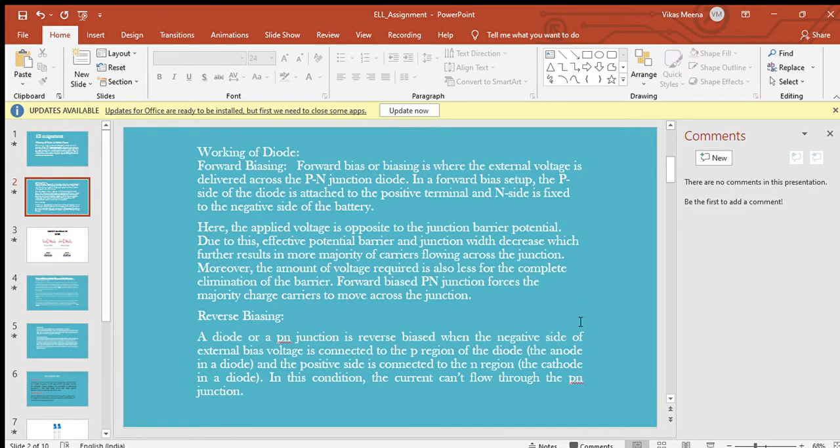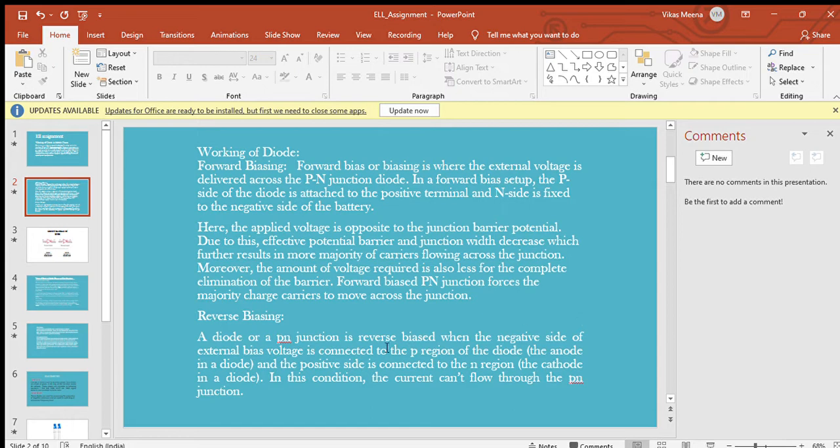So the working of a diode. Diode working depends on its arrangement. A diode is said to be in forward biasing if the external voltage is such that the voltage on the P side of the diode is more than the voltage on the N side of the diode. So here the applied voltage is opposite to the junction barrier potential.